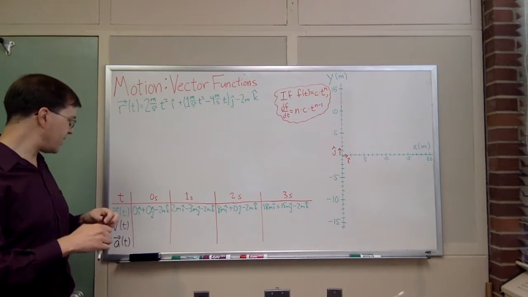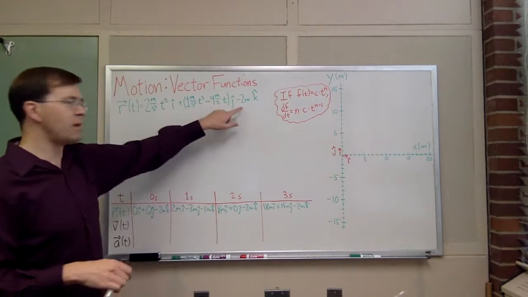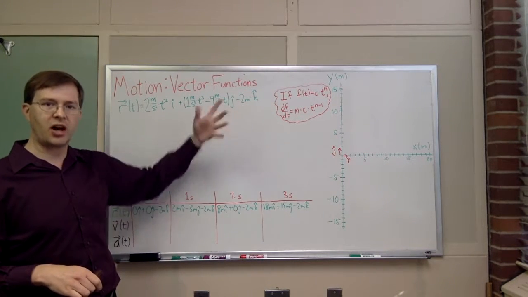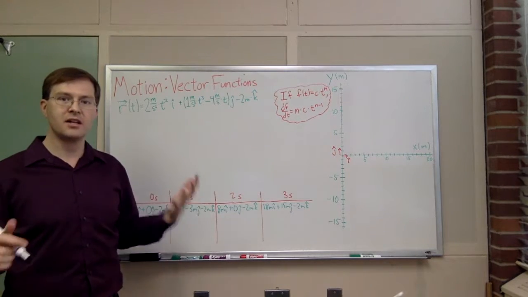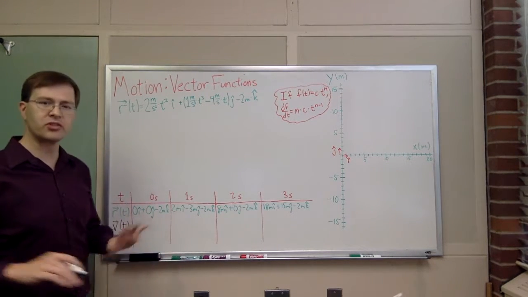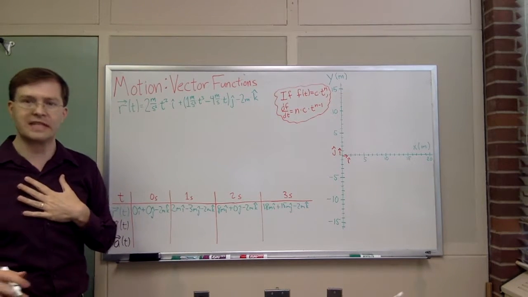And so let me do that. I've just got x and y here, as I said earlier, and my z behavior is really boring anyway. It's just a constant negative 2 meters. So 2 meters behind the board, but otherwise, it's constant. I'll just ignore it. So I'm just going to graph x and y. In your heart of hearts, you should know there's a z as well.